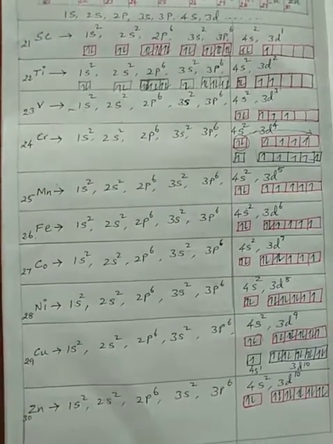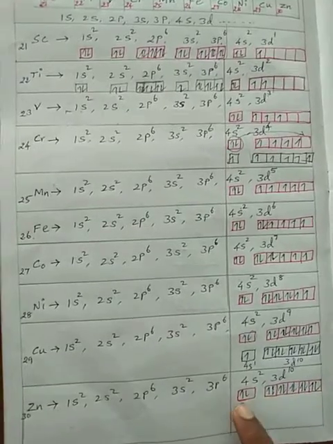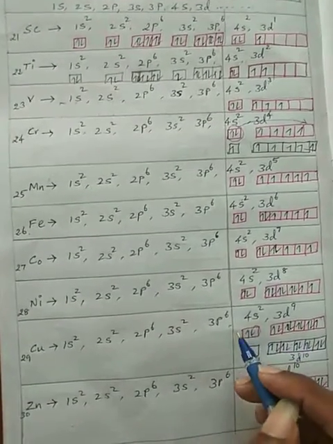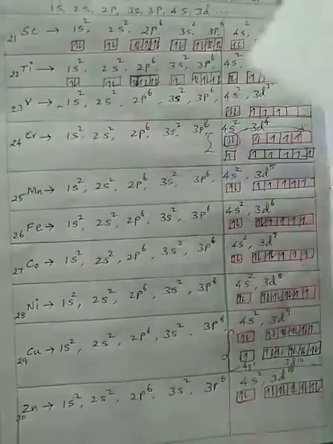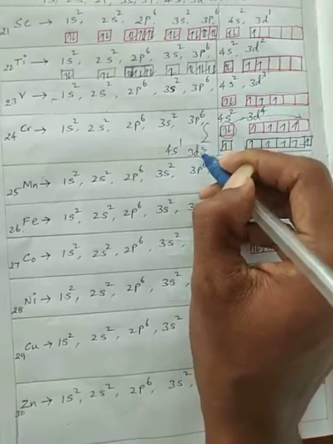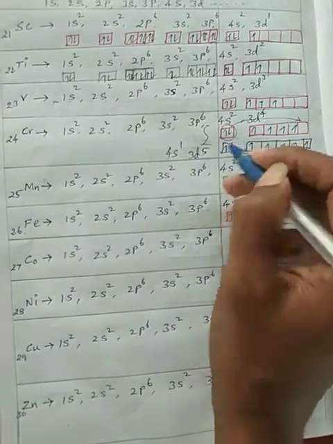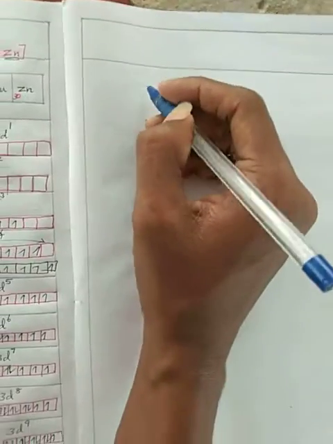Zinc has 3d10 completely filled and 4s2 completely filled. Compare the two different configurations of copper and chromium: 4s1 3d5 and 4s2 3d4 are the possibilities. These two configurations are important for questions.